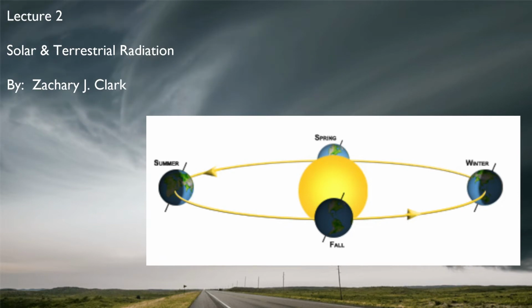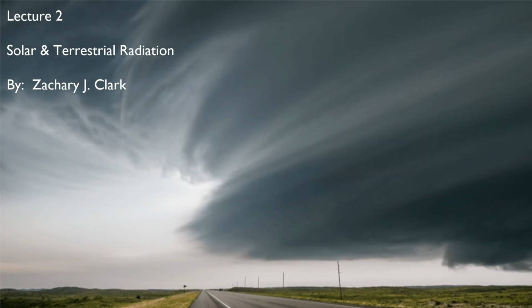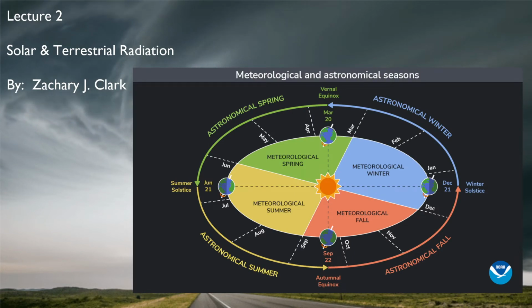And then the astronomical seasons and climatological seasons are actually different. Let's take a look at that. So astronomical seasons are defined from the solstices and equinoxes. So the winter solstice to spring equinox is from December 21st through March 21st.